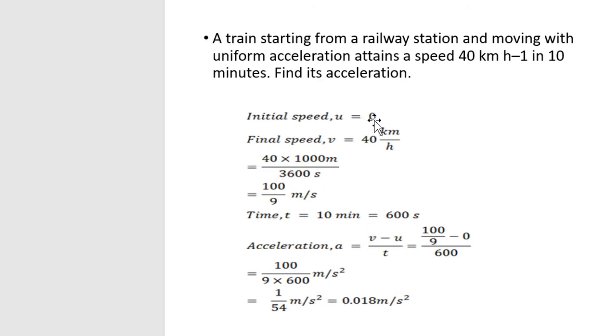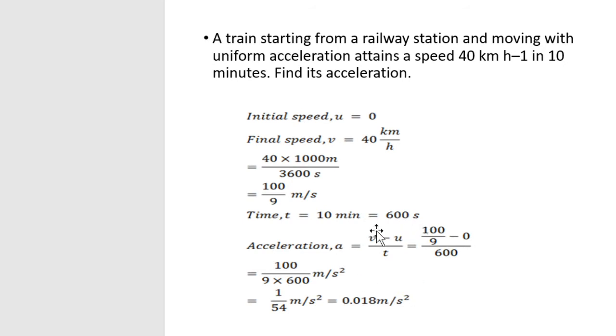So look at this. Initial speed is 0. Final speed is 40 kilometers per hour. How will you convert this kilometers per hour into meters per second? You will multiply it by 1000 and divide it by 3600. So you will get 100 upon 9 meters per second, right? And then what is the time given? 600 seconds. So now it is very simple.